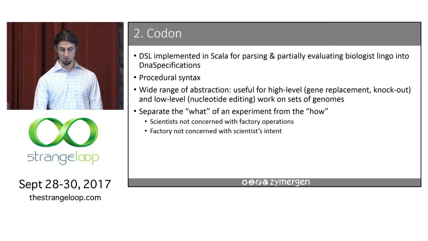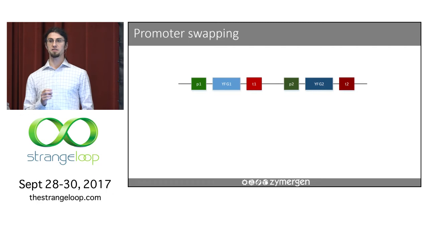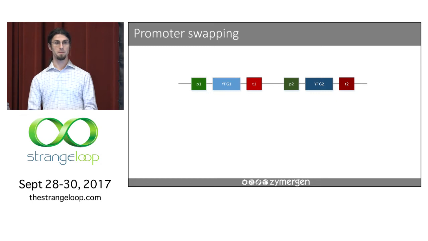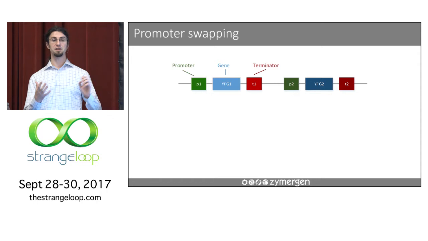To give a motivating example of how Codon works, let's talk about a kind of change called promoter swapping. As Theron mentioned, a promoter is kind of a volume knob that changes the expression level of the gene that follows it. So a weaker or a stronger promoter can have a weaker or stronger phenotype response from a particular gene. So here on our DNA sequence, we've got two genes of interest, YFG1 and 2. Your favorite gene is what that stands for. And there are promoters ahead of each of these genes and something else called a terminator that follows it.